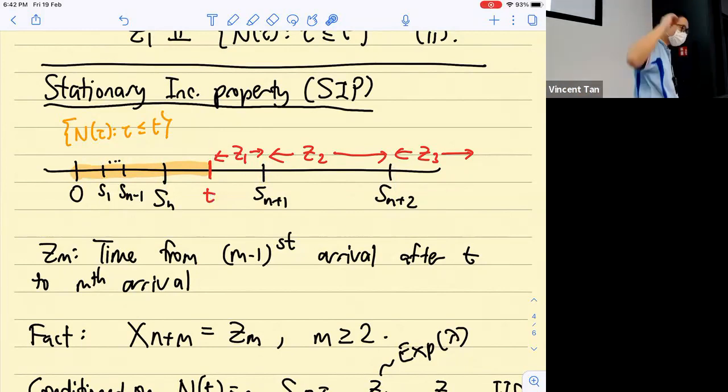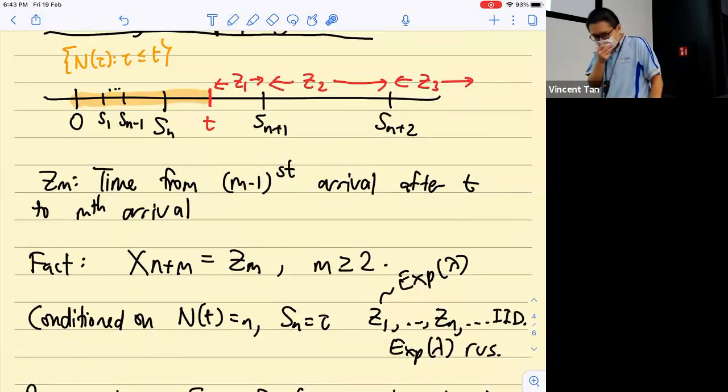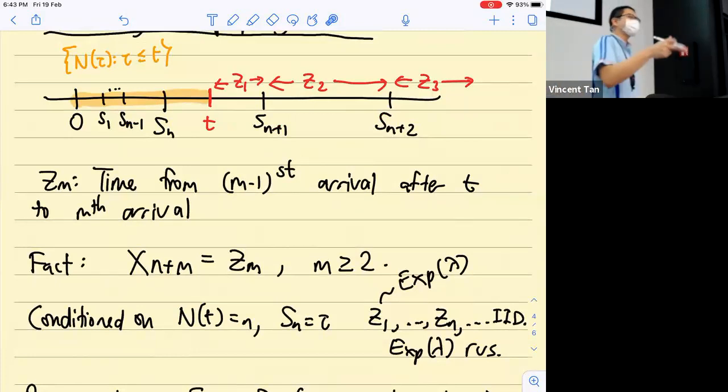What we proved just now was that this time is exponential lambda. This time is exponential lambda, Z1 exponential lambda from the above theorem. We give this a name, Z2, Z3, and so on and so forth. Okay? And we give this a name. Zm is actually X(n plus m) for m bigger than or equal to 2. I realized that in my previous notes, they are incorrect. Okay, so this is correct. So m bigger than or equal to 2.